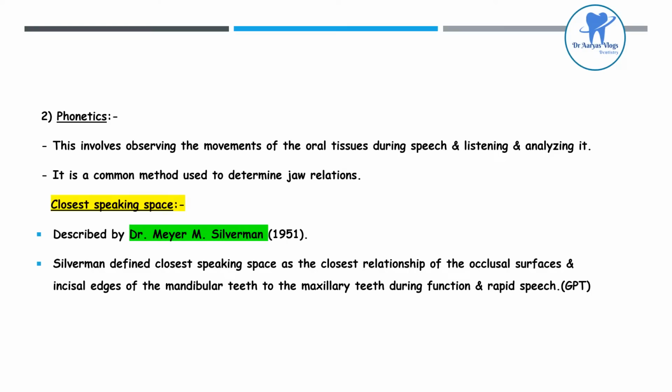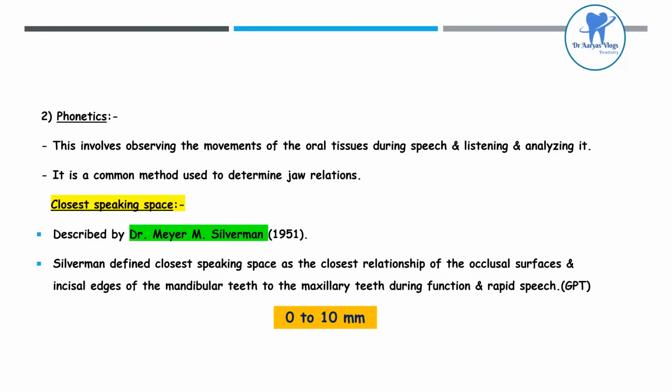So coming to the phonetics. It is the most important method and most common method used to determine the jaw relations. And it involves observing the movements of the oral tissues during speech and listening and analyzing it. What is closest speaking space? It is described by Dr. Silverman in 1951. He defined closest speaking space as the closest relationship of the occlusal surfaces and the incisal edges of the mandibular teeth to the maxillary teeth during function and rapid speech.